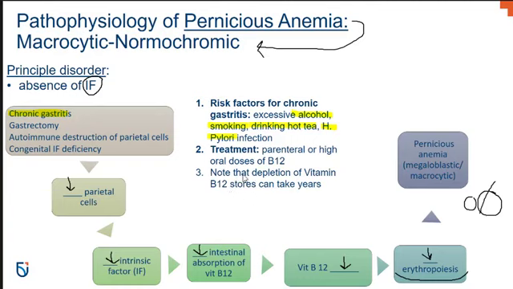And so if they don't go to see their doctor for more blood work for another 4, 5, 6 years, they can become anemic during that time as they deplete their stores.